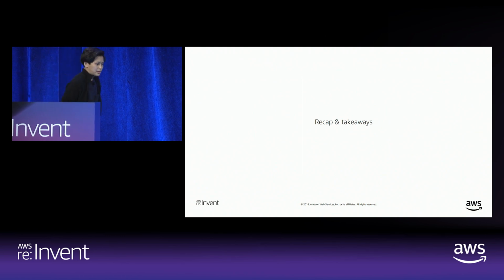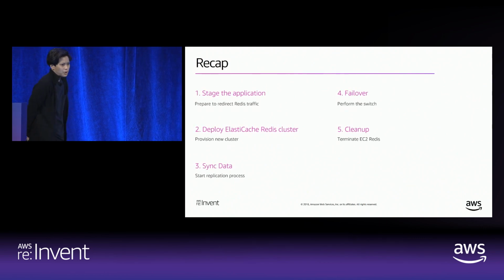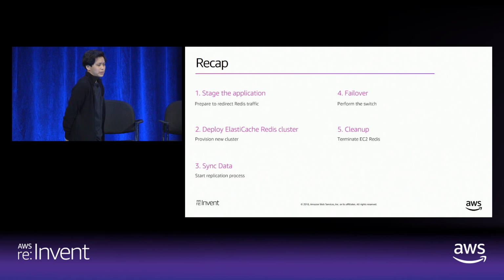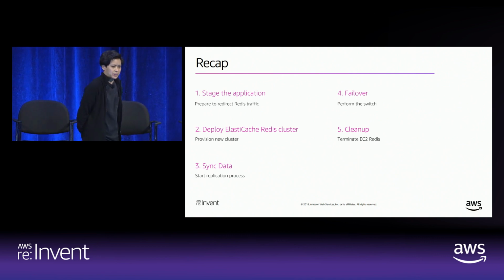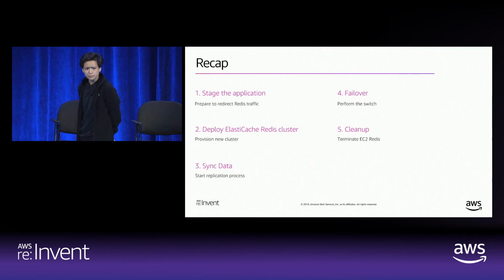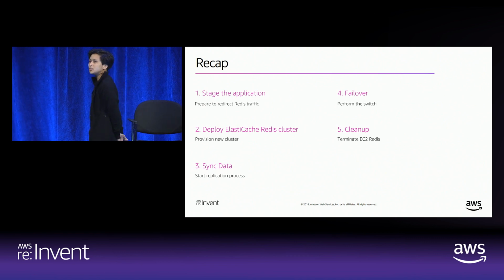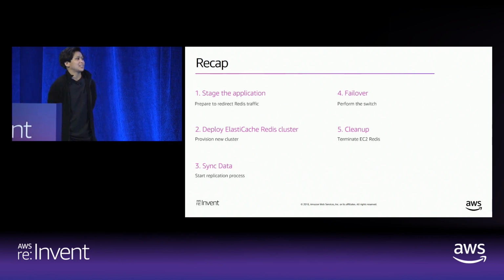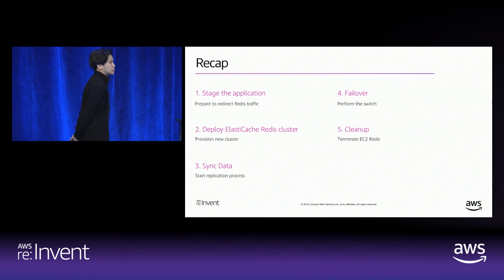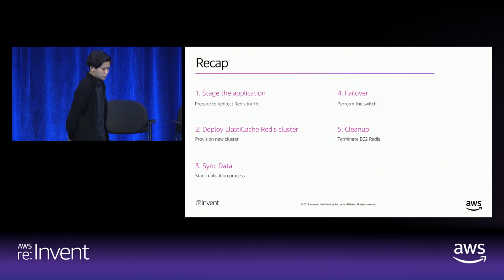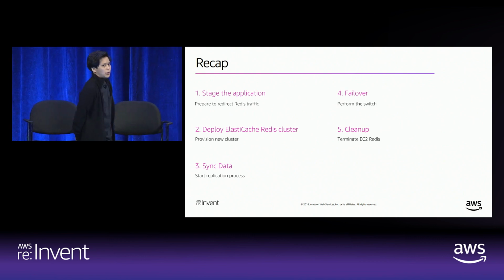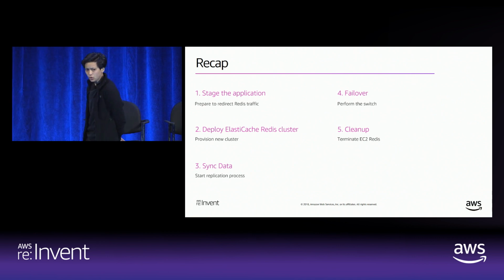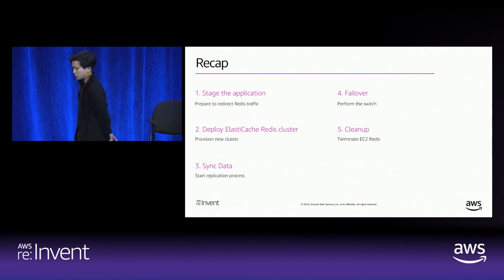Recap, just a little bit of summary of what we went over. So stage it, right? Stage the application. Make those pull requests to divert your traffic from EC2 Redis to ElastiCache Redis. Be ready to merge that. Deploy your ElastiCache Redis cluster, your single node ElastiCache Redis cluster with auto failover disabled. Let the ElastiCache Redis team know so that they can enable the slave of command for you. Sync the data. So add the ElastiCache Redis cluster as a replica to your EC2 Redis.